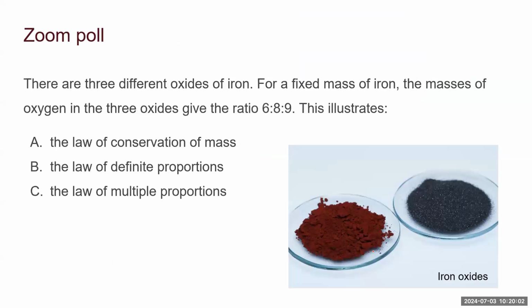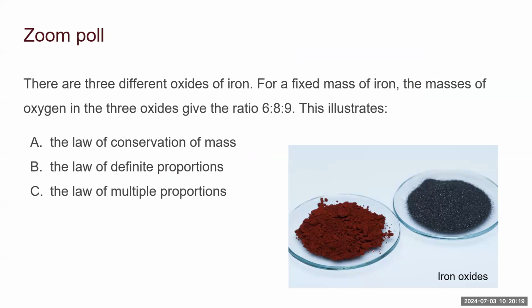So now, you have a definition of what a slingshot is, you have a definition of what a truck is, but you're building them from the same parts. Here what we have, 3 different oxides of iron.